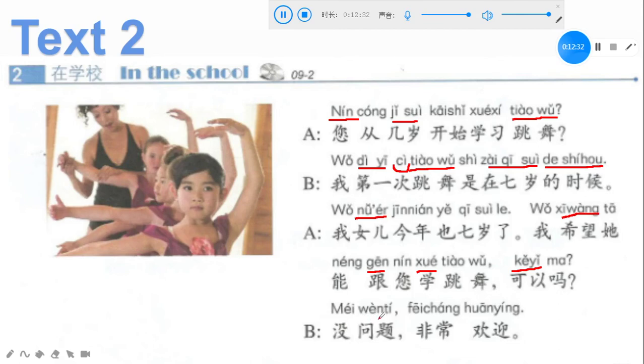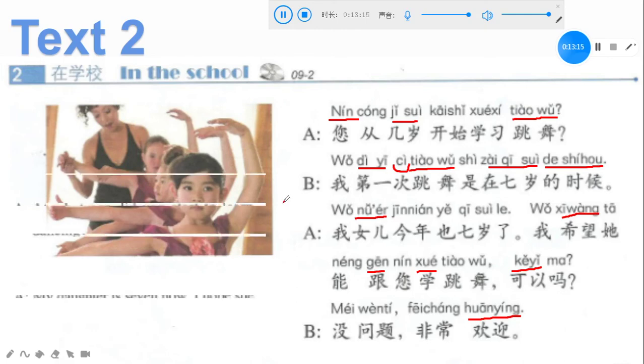Okay, the last one. 没问题, no problem. 非常欢迎, 欢迎 is today's new word, means welcome. 非常, very. So very welcome. So maybe we can say she's very welcome to my class. 好, that's all for this text 2. Now 跟我读：您从几岁开始学习跳舞？我第一次跳舞是在7岁的时候。我女儿今年也7岁了。我希望她能跟您学跳舞，可以吗？没问题，非常欢迎。好, now we look at the English version.